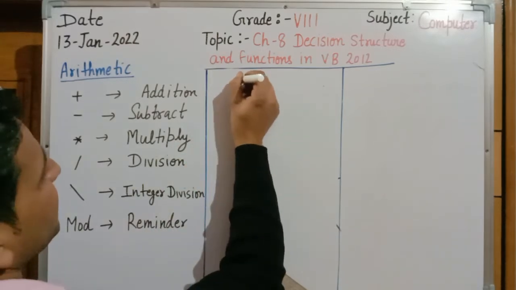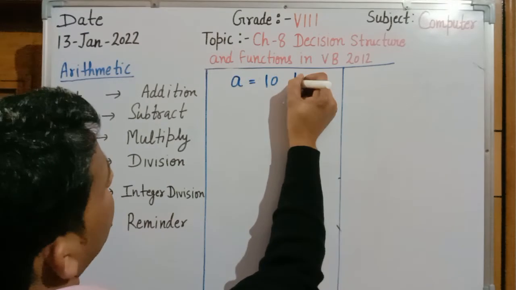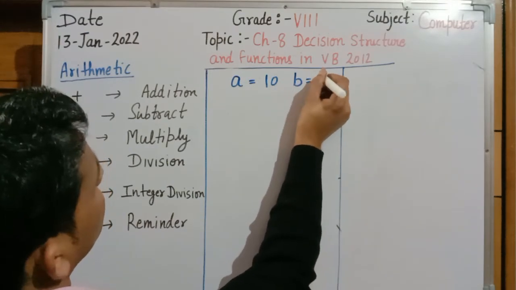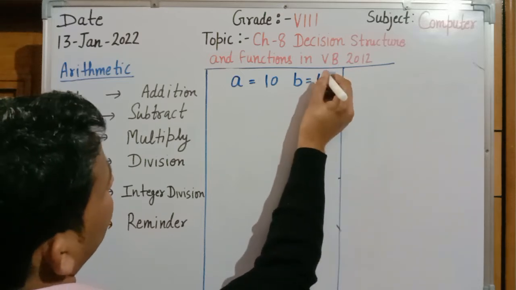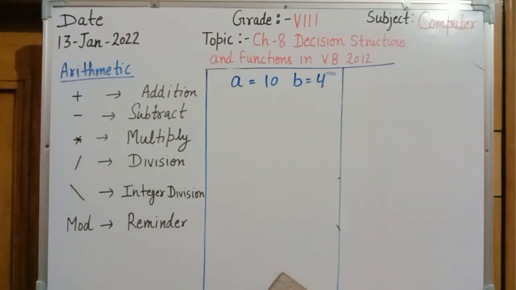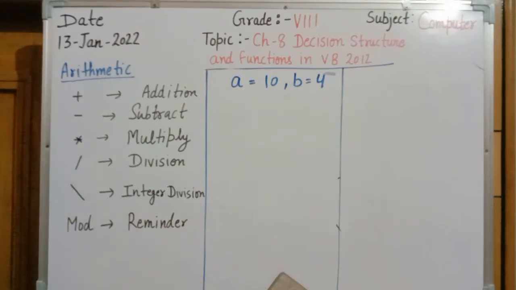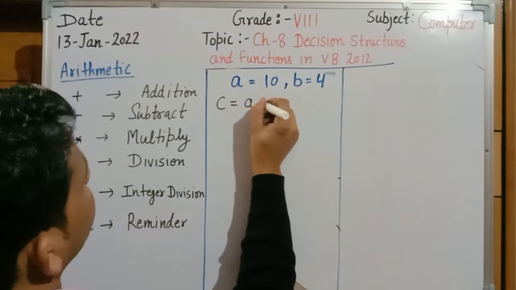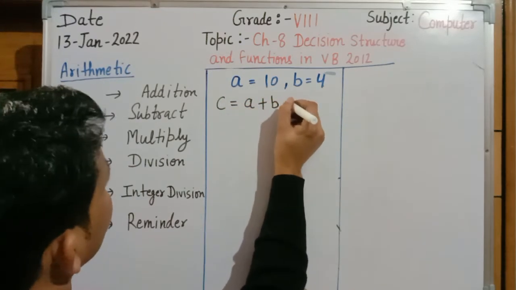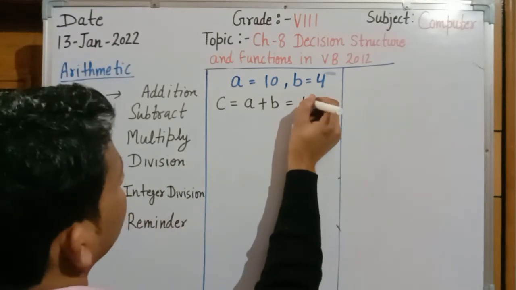Suppose I am using the value A equal to 10 and B equal to 4. A equal to 10 and B equal to 4. So what will be the result if I am writing C equal to A plus B? The result after the operation will be 14.